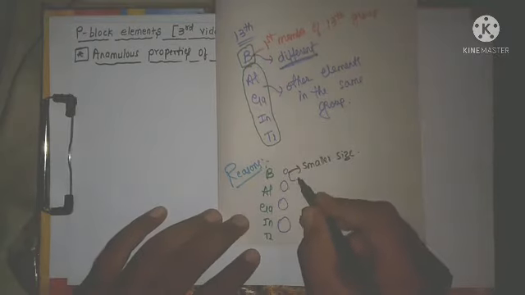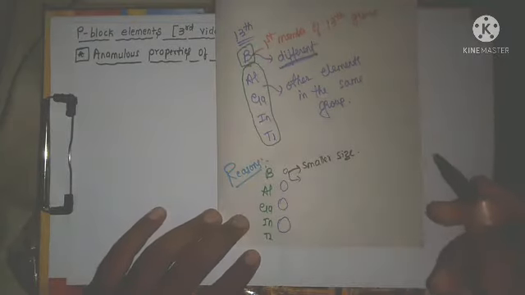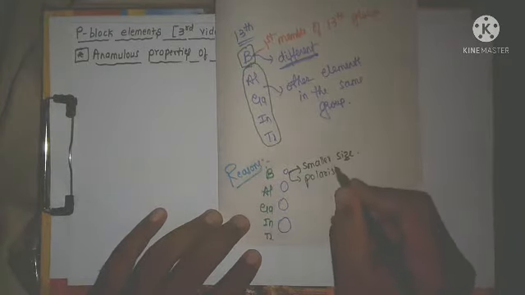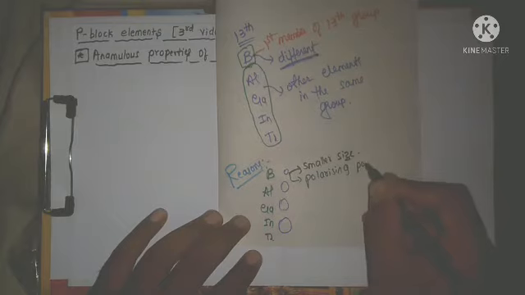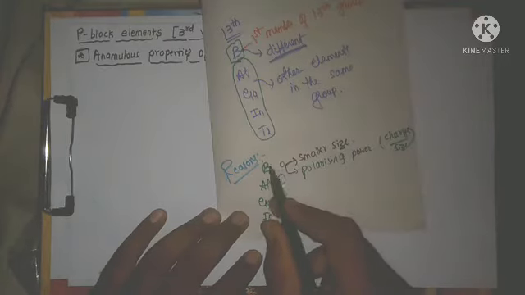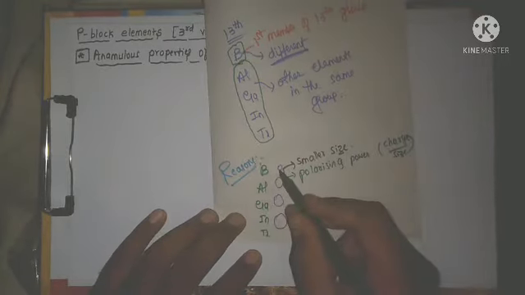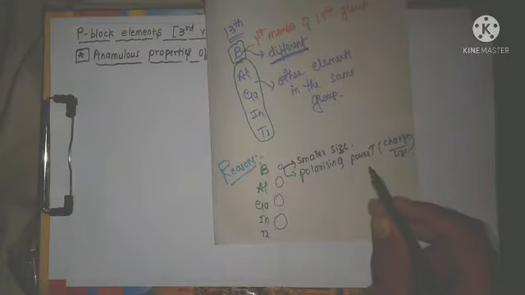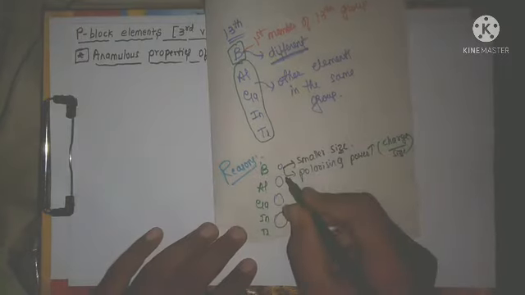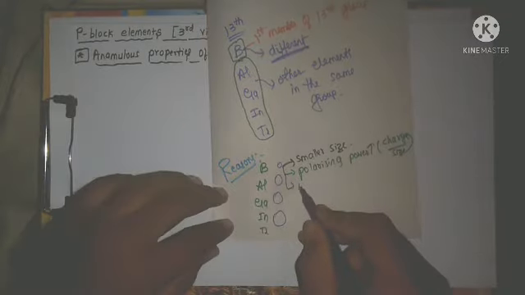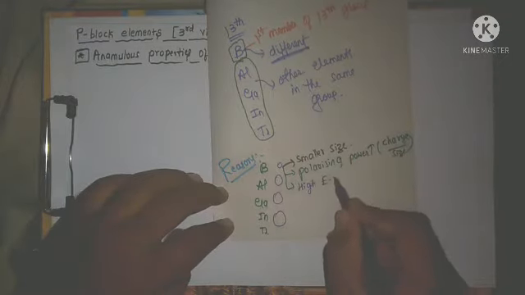Now, if you take the charge by size ratio, already we have discussed, right? Charge by size ratio, that is polarizing power. All have almost the same charge. Boron has a smaller size, so it has high polarizing power. And smaller size must also mean high electronegativity.